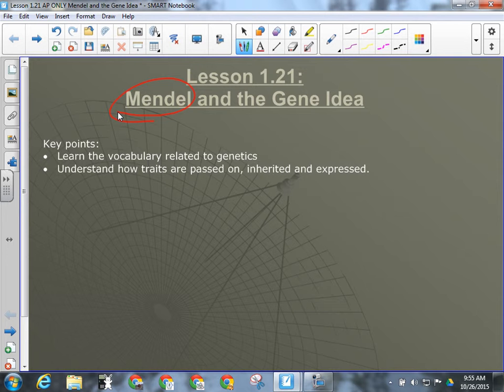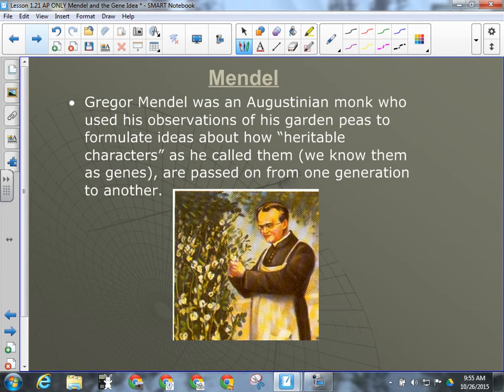He would pollinate different plants on purpose from other plants and make sure he knew who had pollinated this plant. Then he would trace what kind of genetic material the offspring showed the next year when he planted the next crop. He recorded all of that, and it's thanks to him that we understand how traits get passed on. So Gregor Mendel was an Augustinian monk, and he used garden peas and beans to formulate ideas about what he called heritable characters, things you could pass on to your offspring. We call them genes now, passed from one generation to another.